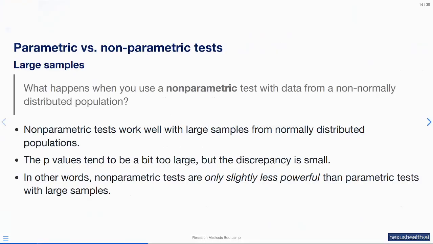If the data is from a population that is not normally distributed, and the sample is large, you can still use the non-parametric test. However, you should note that when we use non-parametric tests for large samples from non-normally distributed populations, the p-values tend to be a bit larger than we expect. But the difference between the non-parametric test and the parametric test is a bit small.